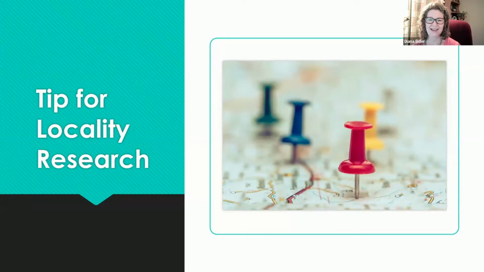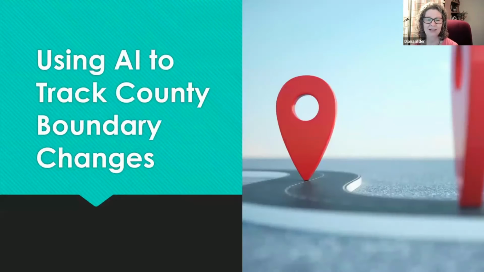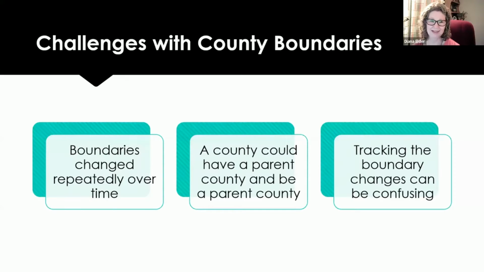Because the theme of this month is locality research and ethnicity, I thought I would give a tip for locality research. And because of the project that I'm working on, I thought it would be fun to talk a little bit about tracking county boundary changes and using AI to help us with that. As we're doing our locality guides, we always want to put in information about county boundary changes, but sometimes we have a lot of complicated dates and changes. And so it could be the AI could help us. So I have some ideas for that.